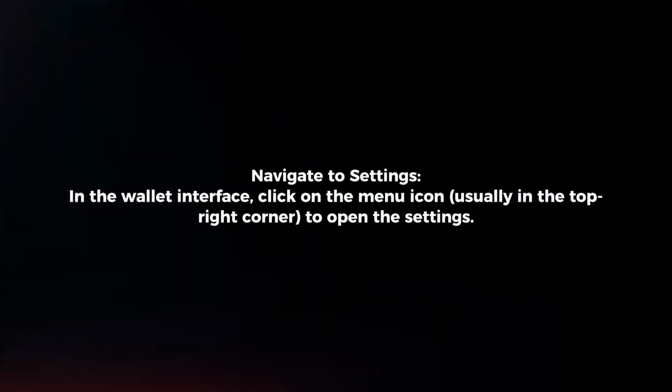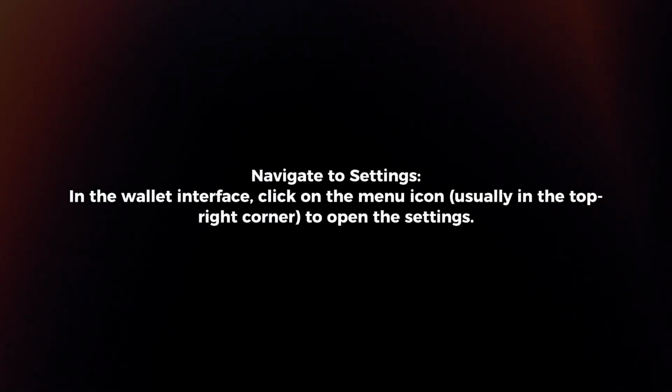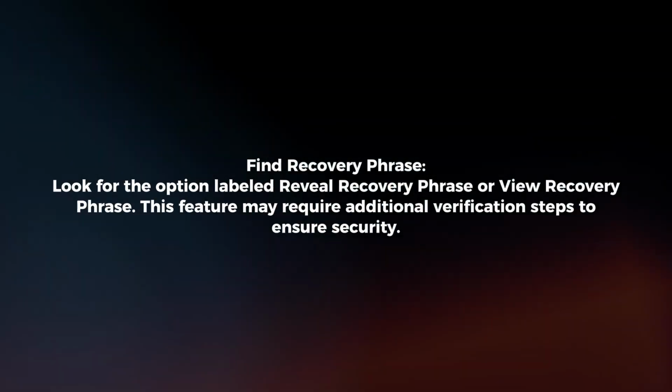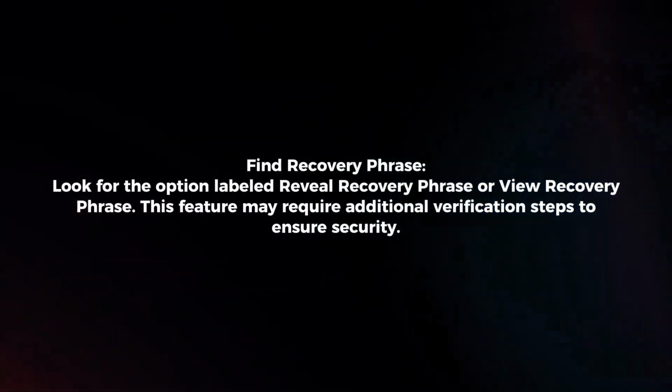Navigate to Settings. In the wallet interface, click on the menu icon to open the settings. Find recovery phrase. Look for the option labeled Rebuild Recovery Phrase or View Recovery Phrase. This feature may require additional verification steps to ensure security.